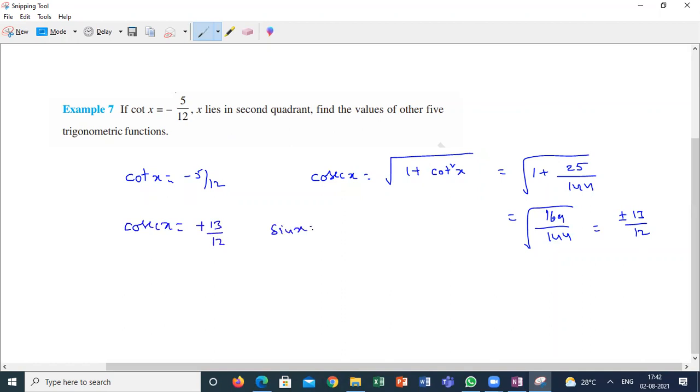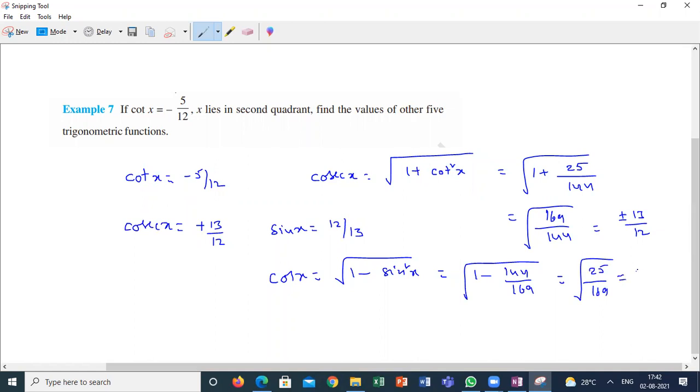From here sin x is equal to 12 by 13. Correct? So from here cos x is equal to the root of 1 minus sin square x. This is 1 minus 144 by 169, which is equal to 25 by 169. I am getting plus or minus 5 by 13. So cos x is equal to minus 5 by 13 because x is in the second quadrant. Once I got cos x, secant x is the reciprocal of cos, minus 13 by 5.